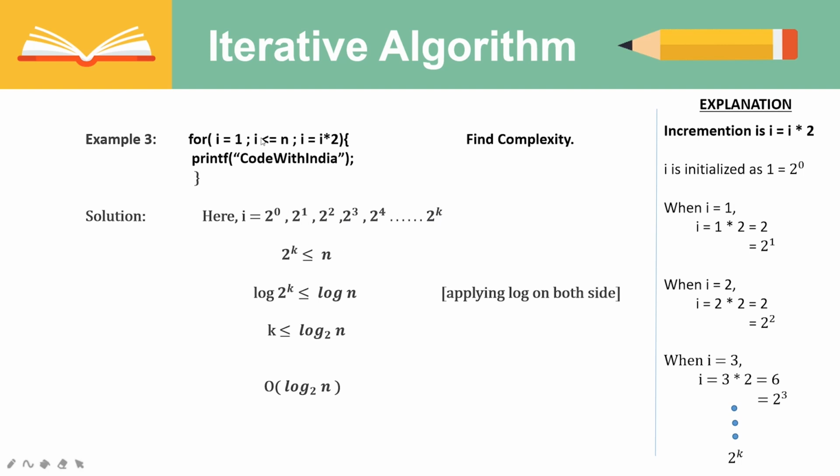Now observe the second statement of the loop. i is less than or equal to n. We can write it as 2 to the power k is less than or equal to n. As we know, the last element of i is 2 to the power k. Now applying log on both sides, k is less than or equal to log n. By solving this, we got k is less than or equal to log base 2 of n. Now you can clearly say that the complexity is big O of log base 2 of n.